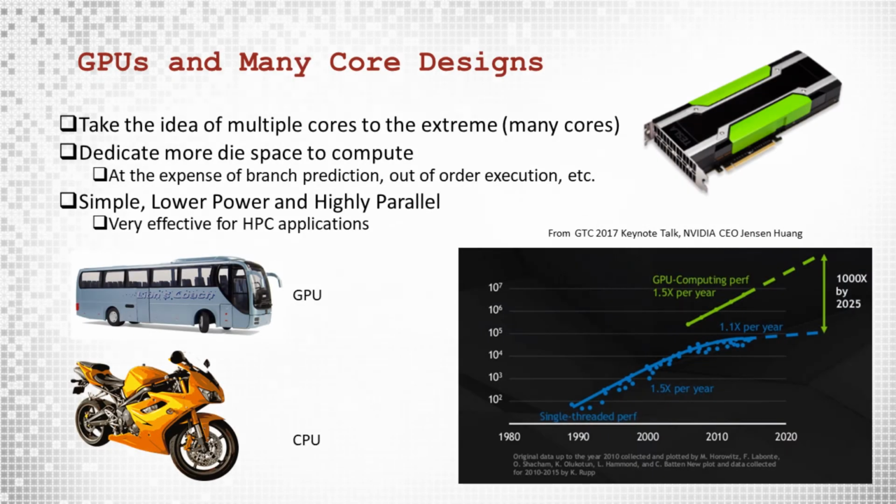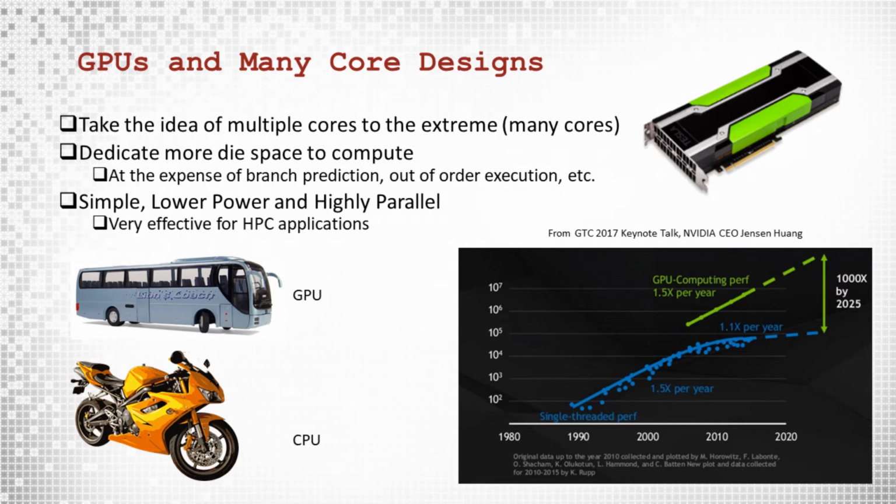So the second component is GPUs. GPUs are really an extreme example of a multi-core design. They're a many-core design. They basically use the same silicon as a CPU, use the same manufacturing processes, more or less. But they're designed in a different way. They spend more of the die space dedicated to compute. And of course, that comes with a cost. The trade-off is some of the intelligence in the design that's being added to CPUs to reduce latency.